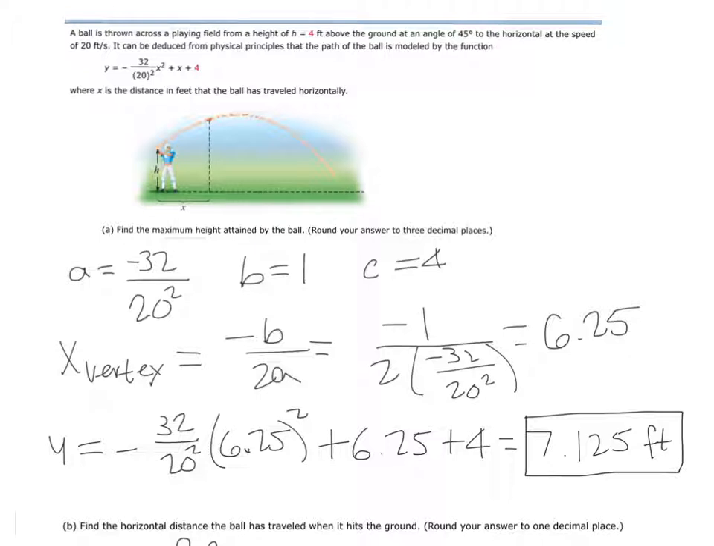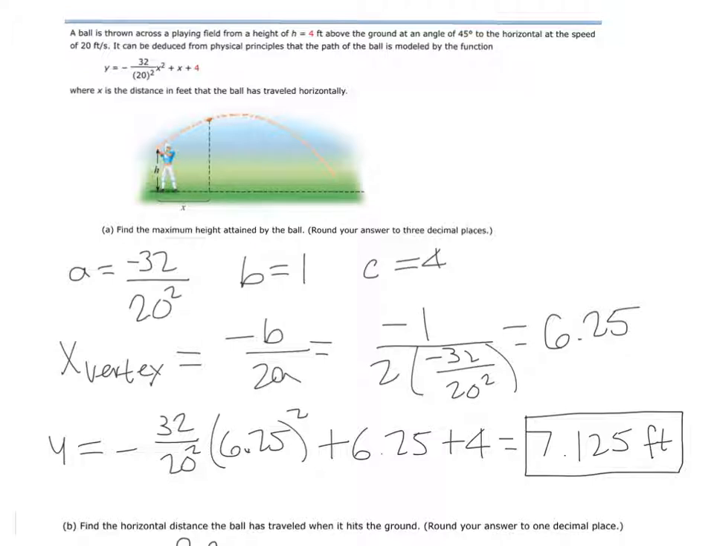Part A of this problem is to find the maximum height attained by the ball, and we are to round our answer to 3 decimal places. So we look at the function that we have here, y equals minus 32 over 20 squared times x squared plus x plus 4, and break this down into its component parts as far as the coefficients go. So a is minus 32 over 20 squared, b is 1, and c is 4 for our quadratic equation.